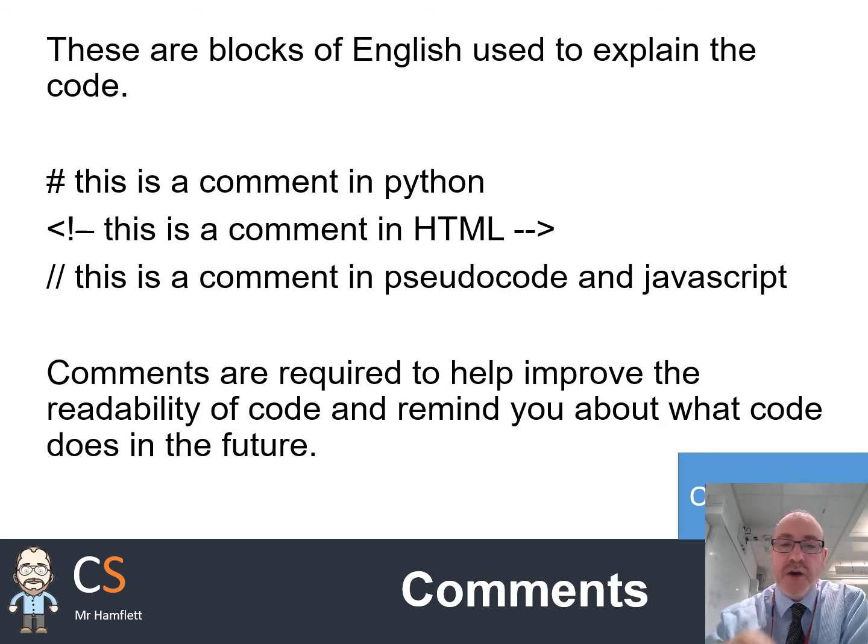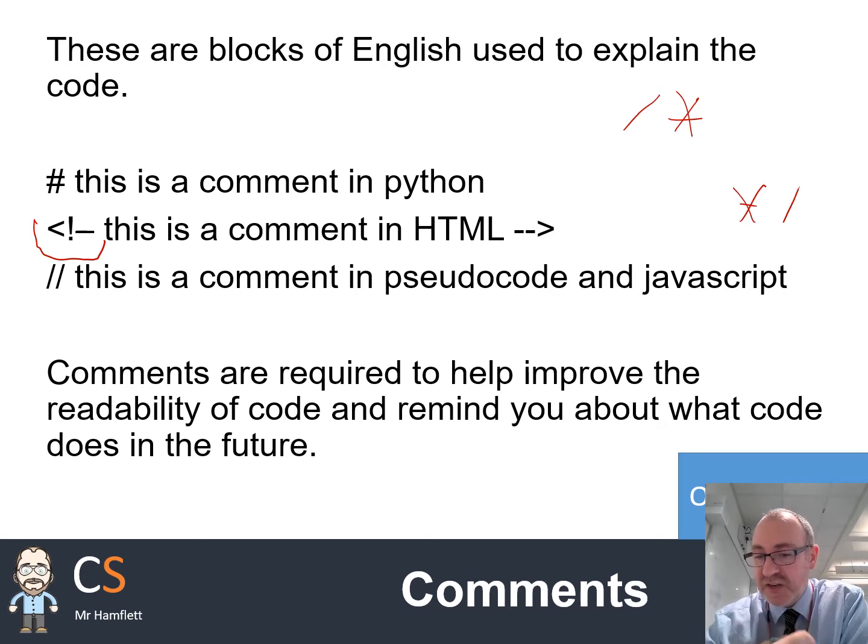Okay, so in Python we use a hash. In HTML, it's a delightful kind of funny exclamation mark, minus sign or dash. In pseudocode, in JavaScript and Java, in C, we do that one. Also in JavaScript and C and stuff, you can do, I think it's slash and star, and then star slash. Okay, that will also add comments in it.